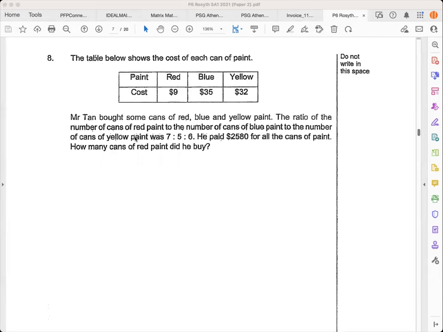So these are very typical quantity value questions. So we shall use a quantity value table. Okay, so red, blue, yellow. Okay, so you have the quantity, value, total value. I hope you still remember the quantity value table. We've been doing this so many times.